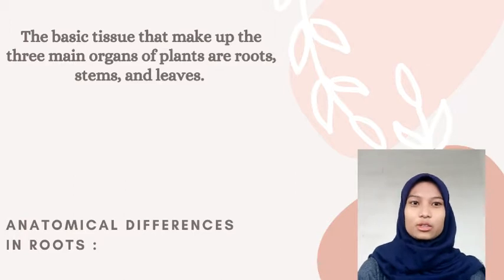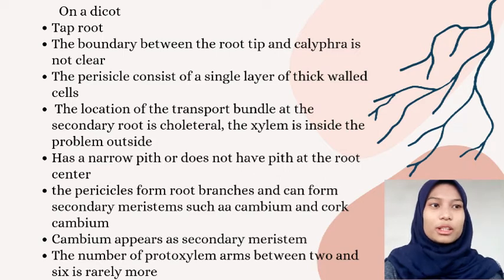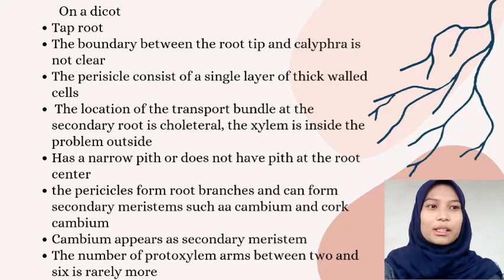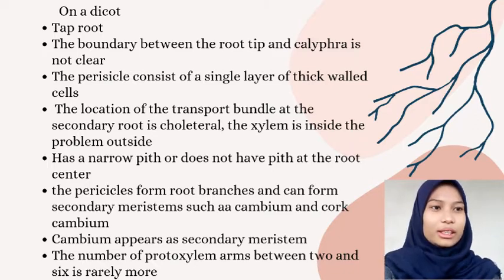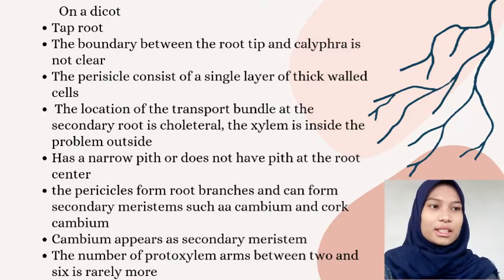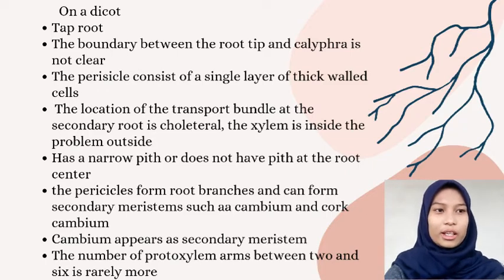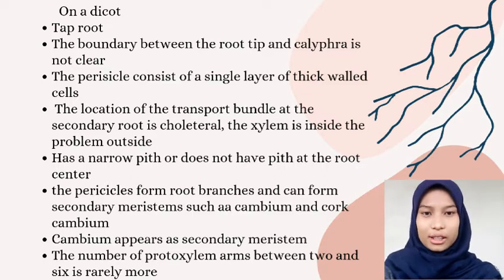Anatomical differences in roots. Dicot taproot: the boundary between the root tip and calyptra is not clear. The pericycle consists of a single layer of thin-walled cells. The location of the transport bundle in the secondary roots is collateral. The xylem is inside, the phloem outside. It has a narrow pith or does not have pith at the root center.